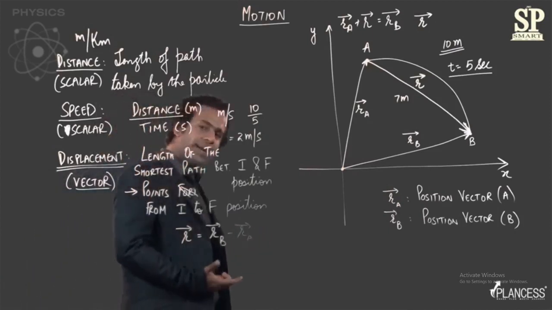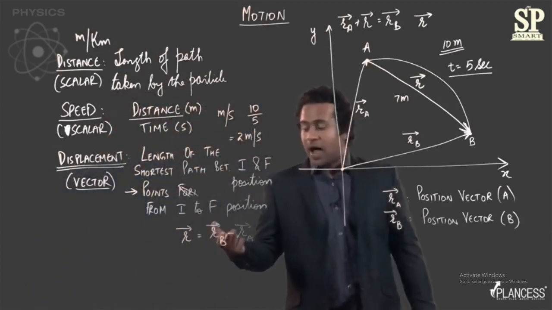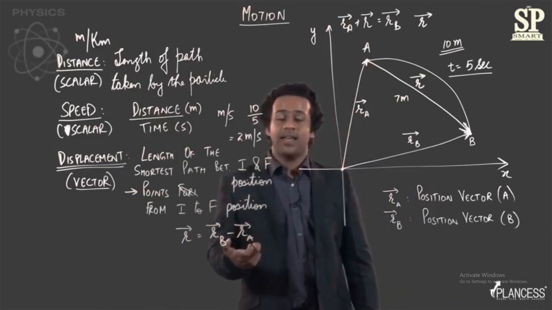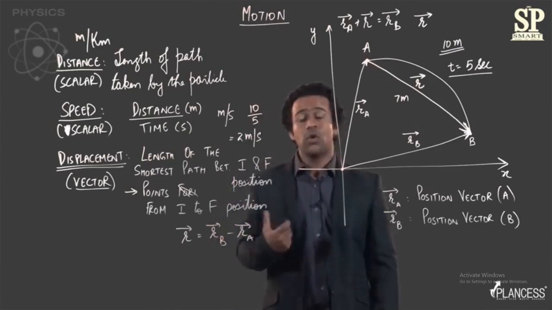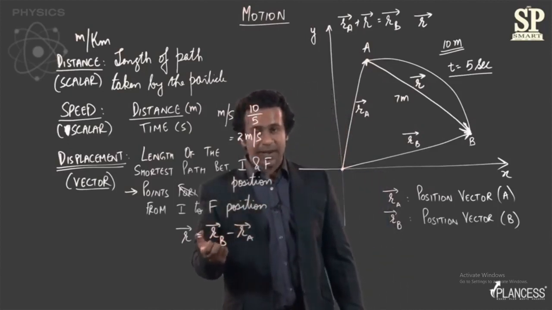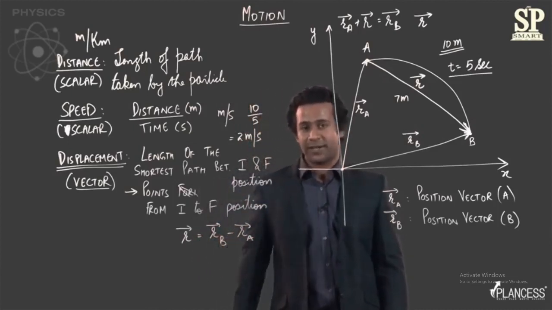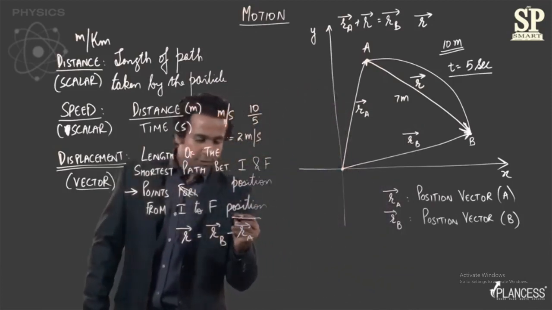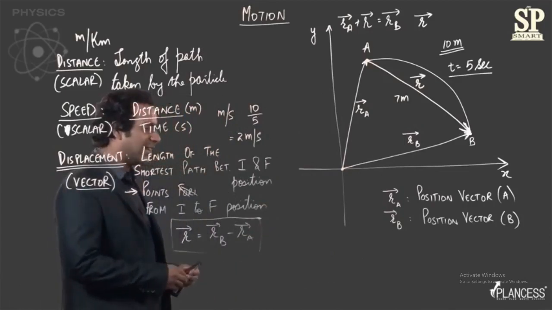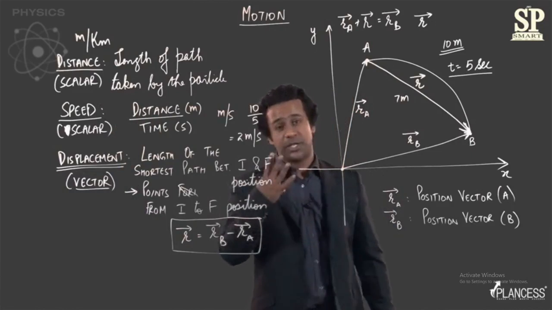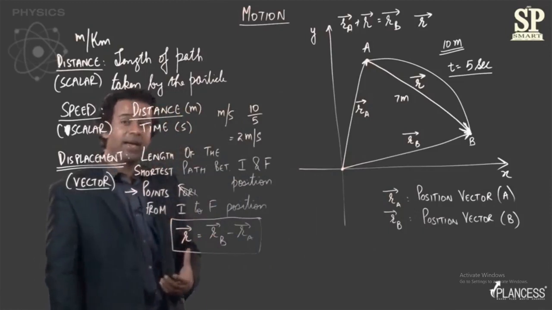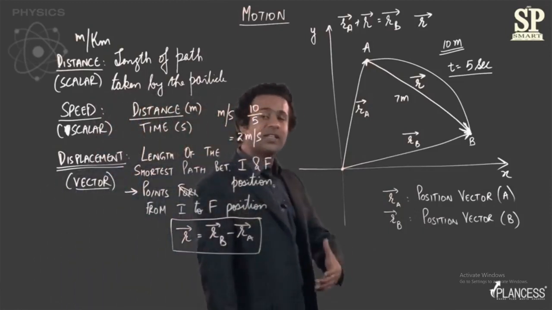Now if you think about it, RB is nothing but the final position vector and RA is the initial position vector. So the displacement of a particle can be given by the final position vector minus the initial position vector. Right. So since displacement is a vector, we have its description through vectors, which is given with the help of position vectors. Right. So displacement of a particle can be given by the final position vector minus the initial position vector.